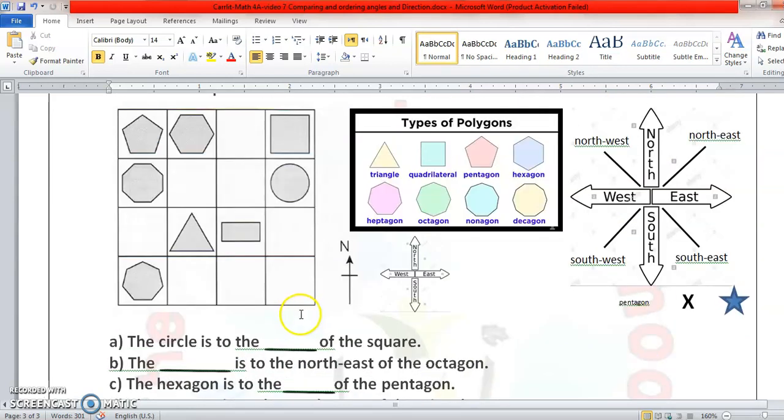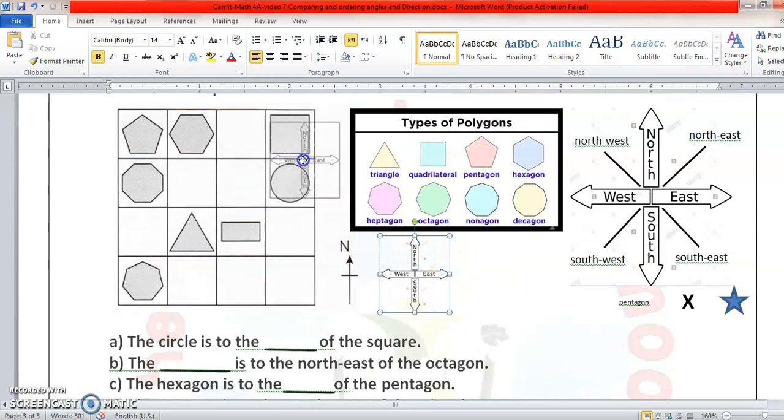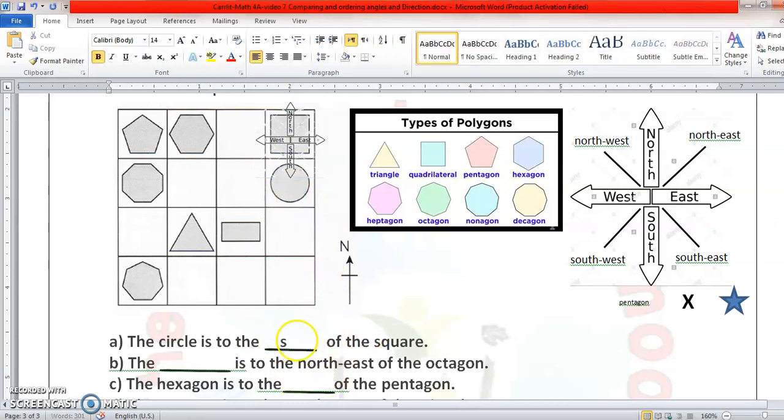Okay, let's answer question A. The circle is to the blank of the square. If this is the square, what is the circle situated at? The circle, if we put it like this, is a square, then the circle is situated in the south of the square.